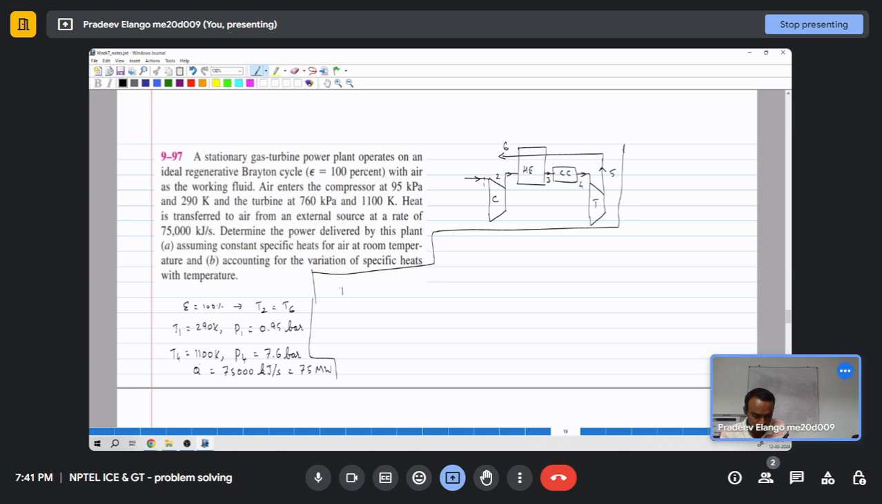So T2 can be calculated as T1 into P2 by P1 to the power of gamma minus 1 by gamma. Here T1 is 290 Kelvin. The pressure ratio is not given, but both the pressures are given, so it would be 7.6 bar divided by 0.95, and then to the power of 0.4 by 1.4. With this, T2 can be calculated. So this is 525.3 Kelvin.